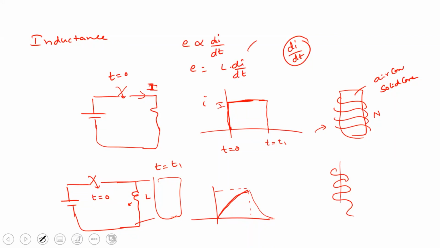That minus symbol is due to Lenz's law, to oppose the increase in current. According to Lenz's law, we have the minus symbol. So basically you have E equal to L into di by dt.